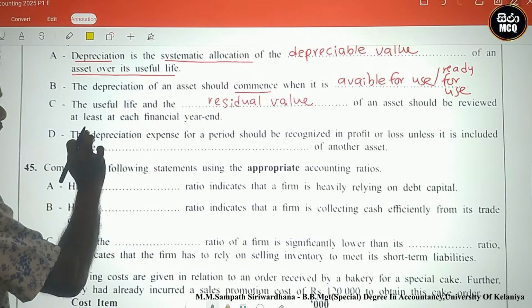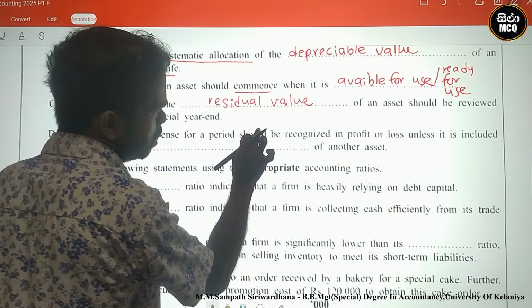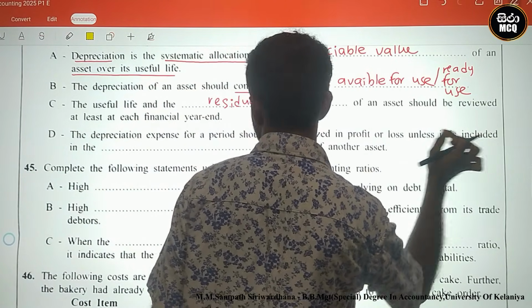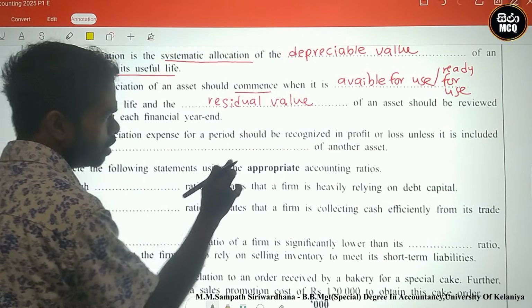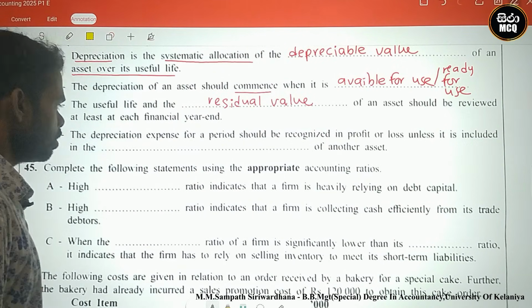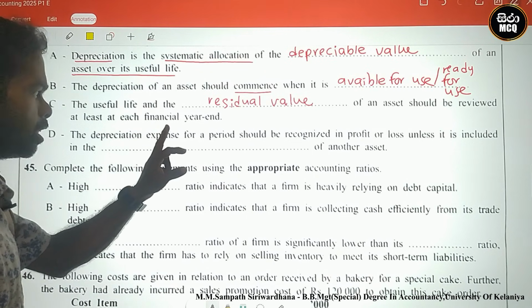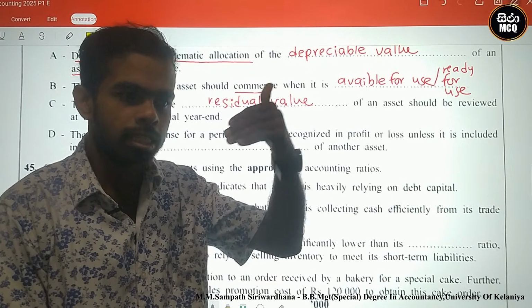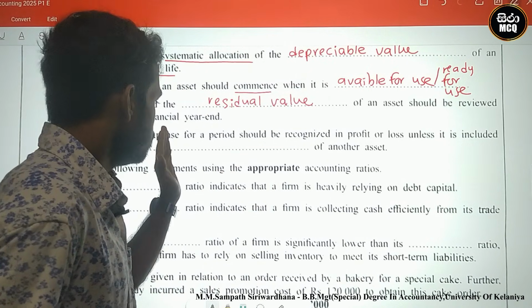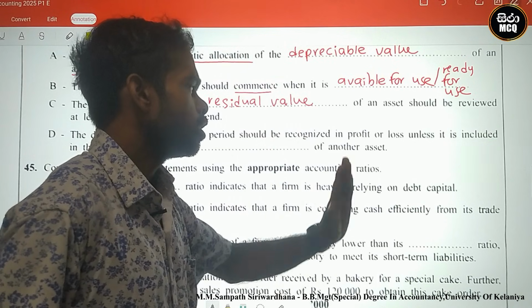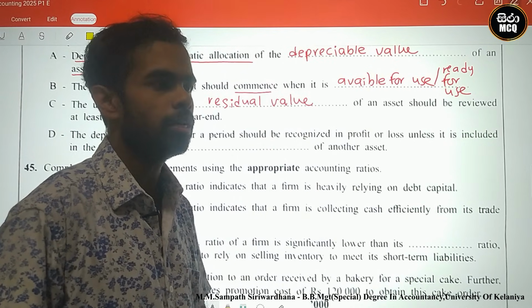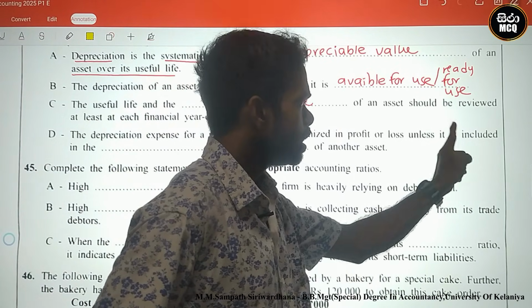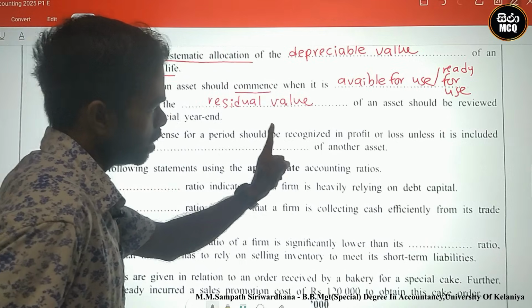Okay, let's see. The depreciation expense for the period should be recognized in profit or loss unless it is included in the carrying amount of another asset. Look here, depreciation expense for the period. You know, depreciation expense debit, accumulated depreciation credit. Expense for the period should be recognized in profit or loss, as administration expense or distribution expense, unless it is included in another asset.